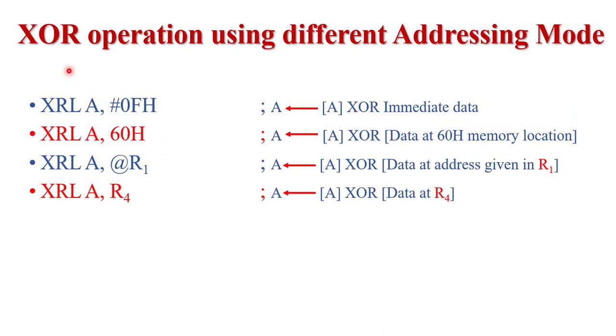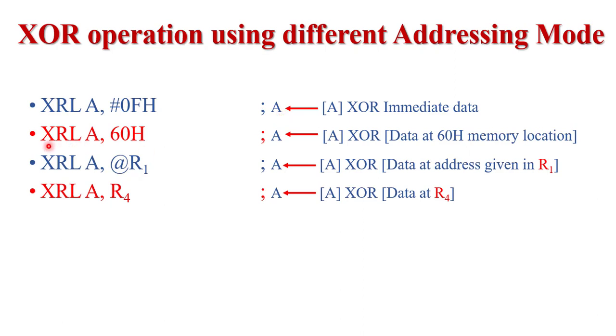Next, XOR operation also supports different addressing modes. So these are examples of different addressing modes using XOR operation. First example is XRL A comma hash 0FH. This is the example of immediate addressing mode. This instruction tells that perform XOR operation between accumulator data and this immediate data and result is stored in the accumulator register.